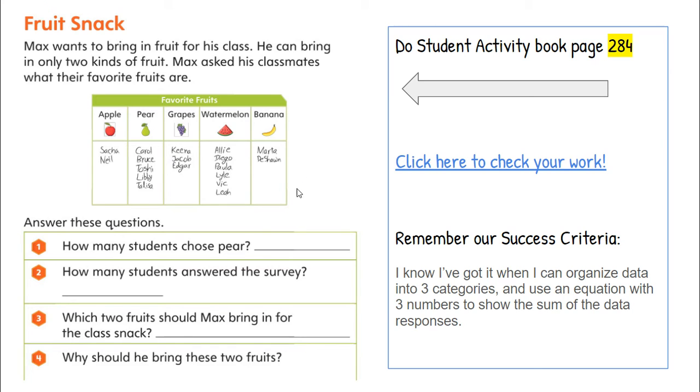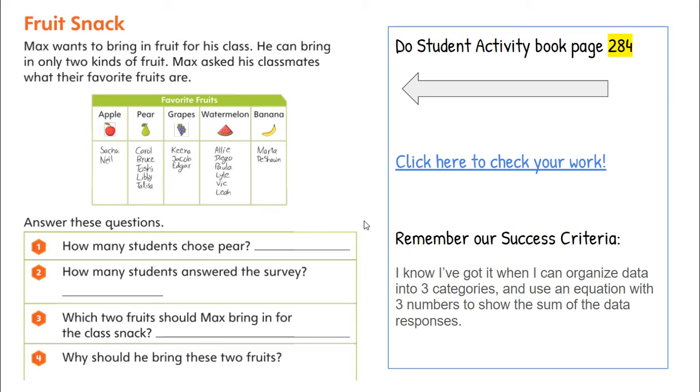Once you have looked at the data, then you're going to want to answer these questions. How many students chose pear? This is the pear. How many students answered the survey? Which two fruits should Max bring in for the class snack? So think about this one. If not that many people liked the fruit, do you think he should bring it in for a snack? Number 4, why should he bring in these two fruits?